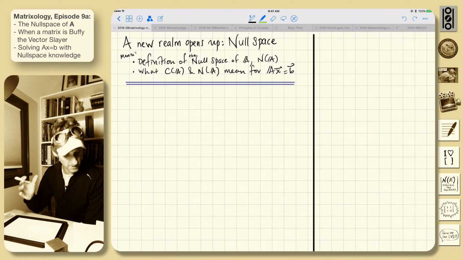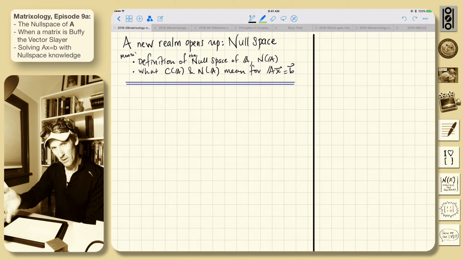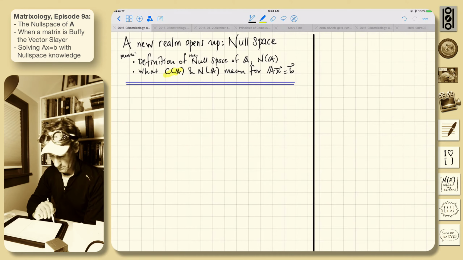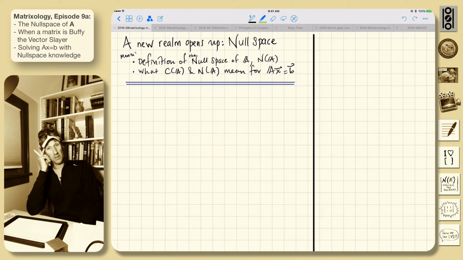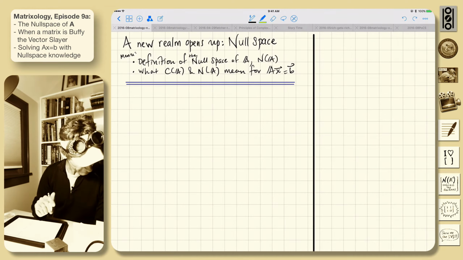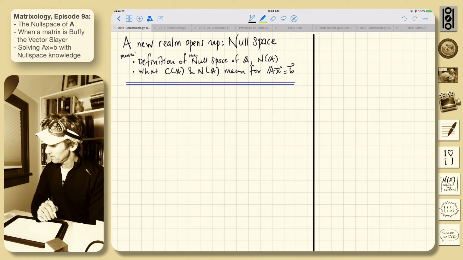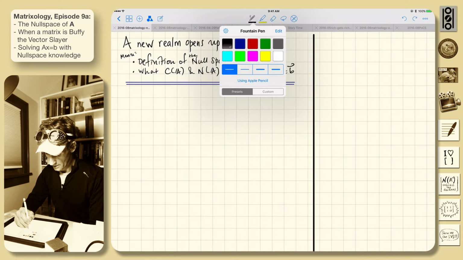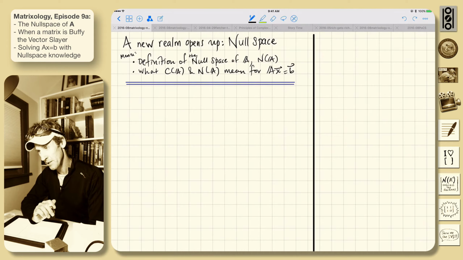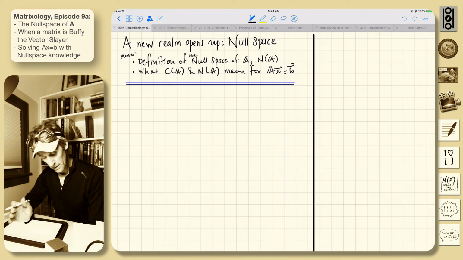So column space of A and null space of A, what do they mean? I'm not going to write column space of A all the time. I'm going to put C of whatever the blob is and N of whatever the blob is for column space of A and null space of A. It's really simple, and it turns out that there's a particular AX equals B that's super important. It's the case when B equals 0.